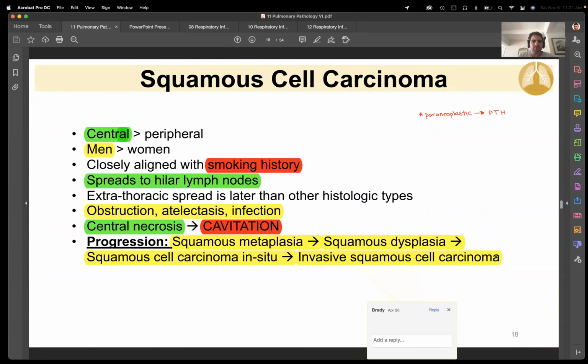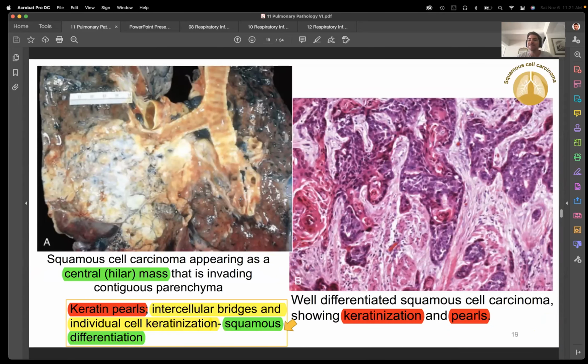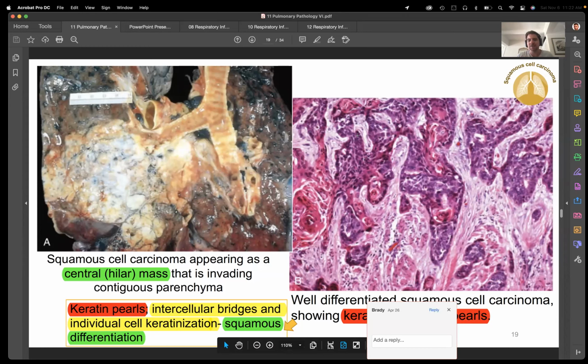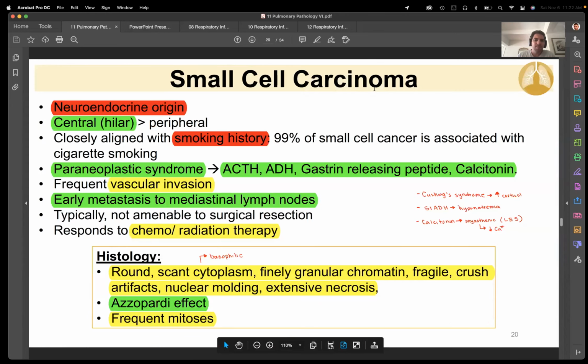All right, so squamous cell, centrally located. Men more than women, maybe because men tend to smoke more than women. I would assume that. Smoking history as well, central necrosis with cavitation. Okay, some of these key things. Keratin pearls. Any squamous cancer you have in the body, it is squamous, so it is going to form keratin pearls. Anytime you see keratin pearls, think squamous cancer. Keratinization, squamous cells, right? Skin cells, epithelial cells. So these keratin pearls are what form.